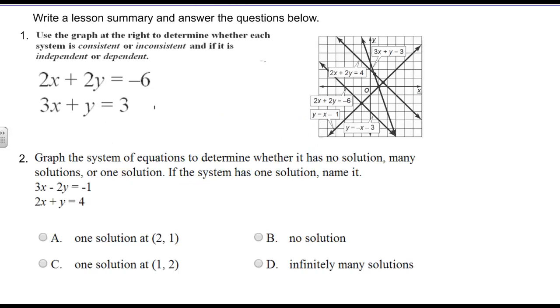So I'd like you to write your lesson summary and do these problems below, and we'll discuss this more tomorrow.